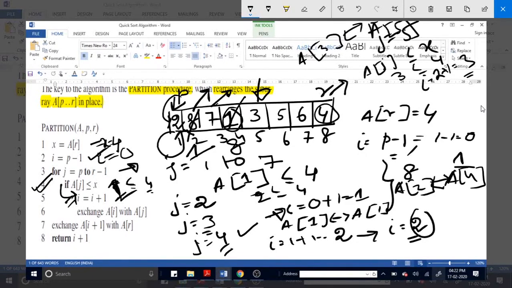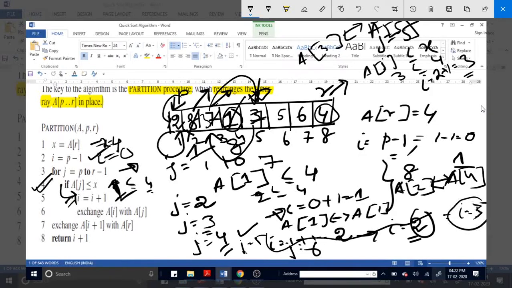A3 and A5. What is the A3 value? Tell me. The A3 value is 7. This is 7 and this thing. So 3 will come over here, 7 will go over there, right? J value 6. I is incremented to 3. In that case, A6 and 4 will be compared again.